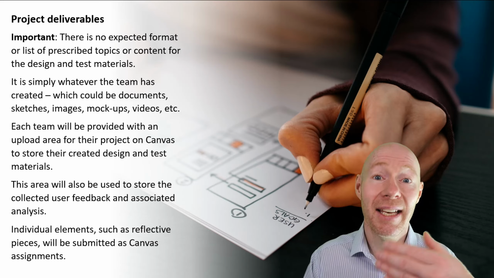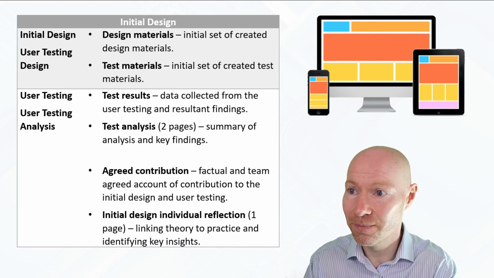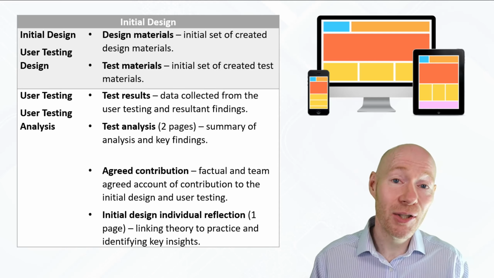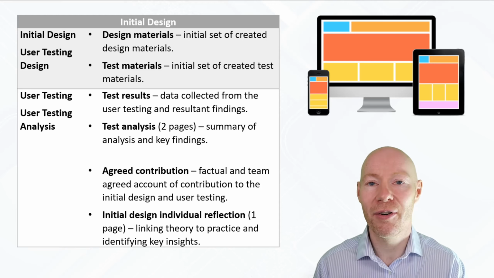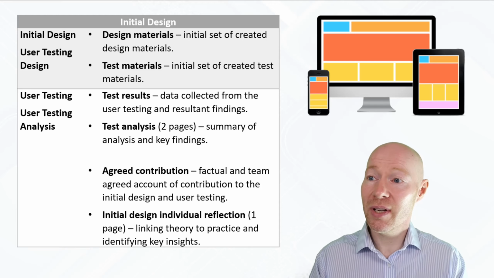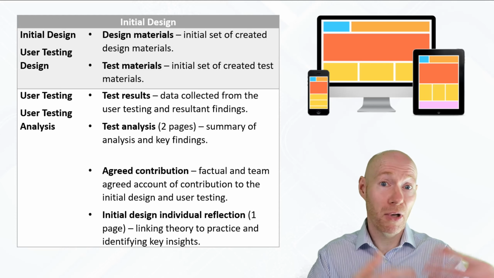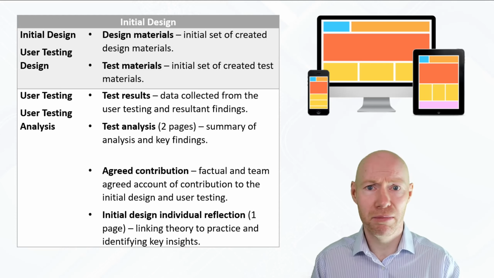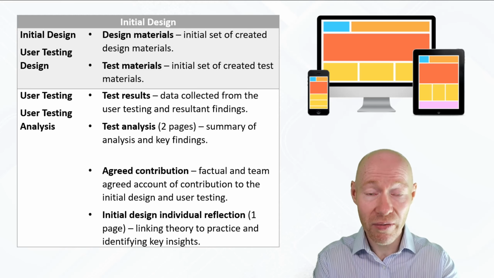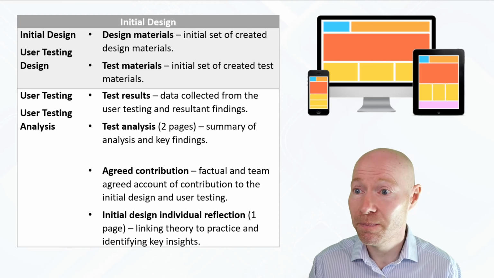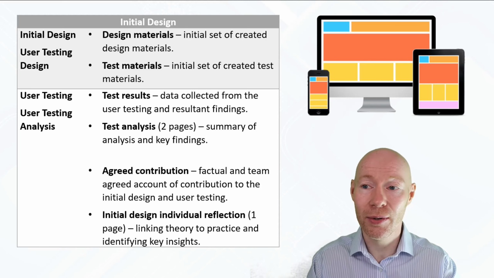So let's just itemize the things then that will be created through the project. In terms of the design phases, initial, refined, and final, initial is where we'll start off. In terms of the initial design and the user testing design, you will create some initial materials, some diagrams, sketches, whatever you want to do. It's just whatever is created, that's what it is. You'll create some initial test materials, things you'll want to test with your user.